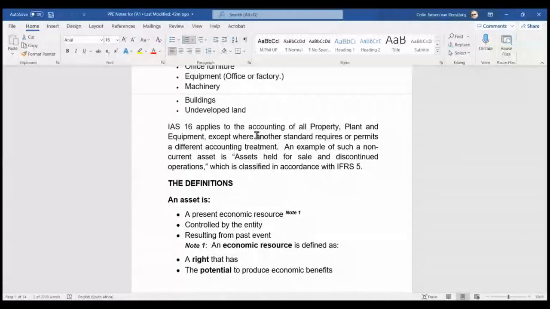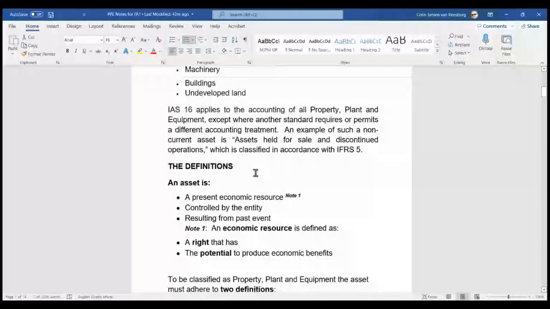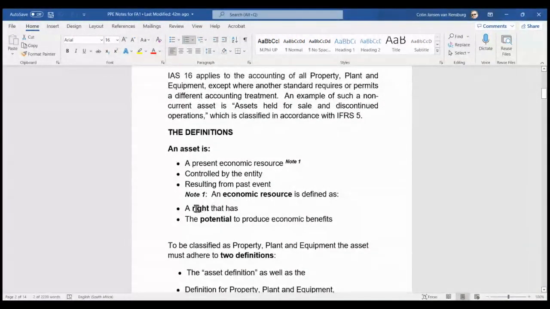As we've said before, ladies and gentlemen, any item can be seen as property, plant and equipment, but it must first and foremost be an asset. So we must still know the definition of an asset, and this comes from the conceptual framework for financial reporting. So what is an asset? We've taken that one-sentence definition and broken it up into components. We said it must be a present economic resource controlled by the entity which results from past events. That you remember from the first term already. And then we also said, what does the conceptual framework define an economic resource as? They say an economic resource is a right that has the potential to produce economic benefits.